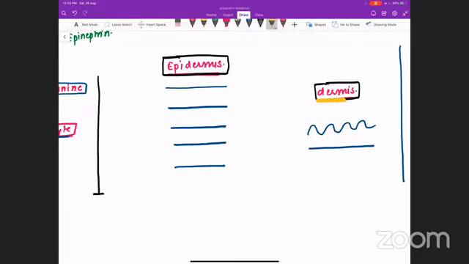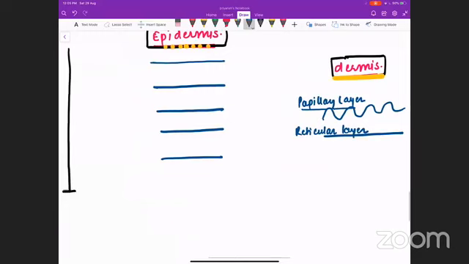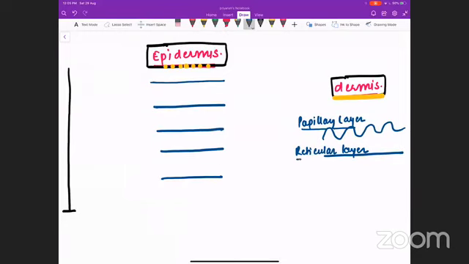So whenever asked about the dermis, we were thinking about the epidermis. In the dermis, we have only two layers. I'm just revising your histology part. The two layers are the papillary layer and the reticular layer. Whereas in the epidermis, we have 4 or 5 layers, depending on the location.